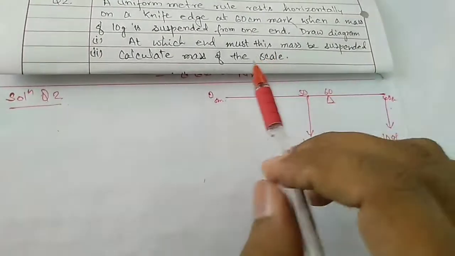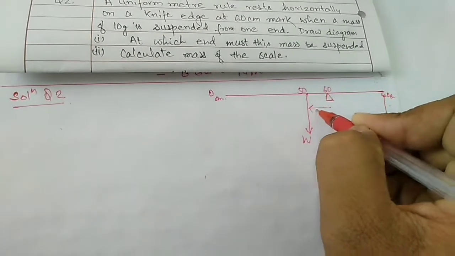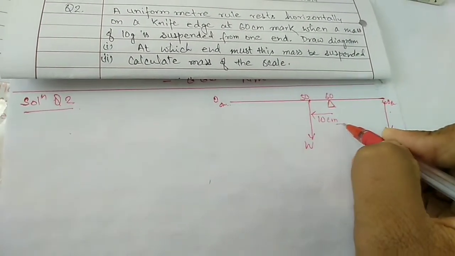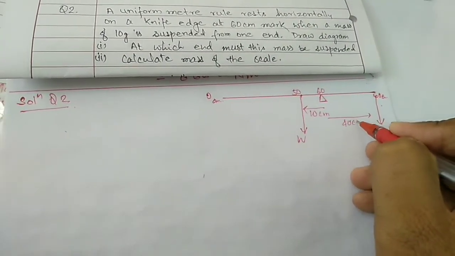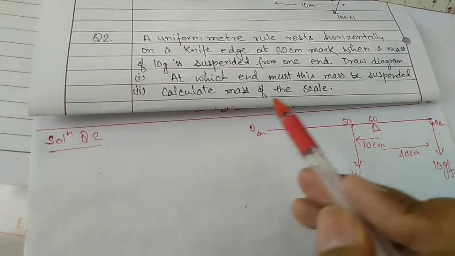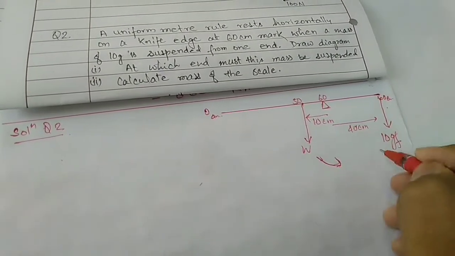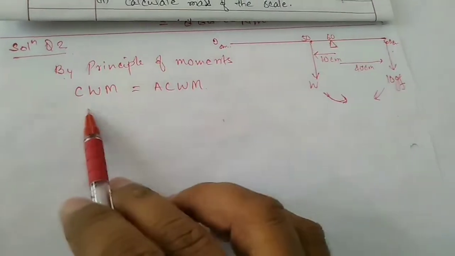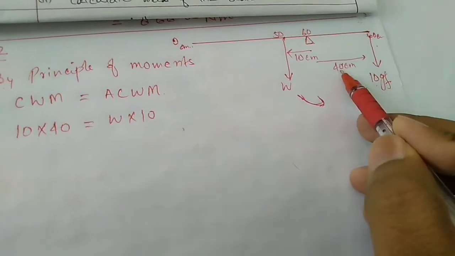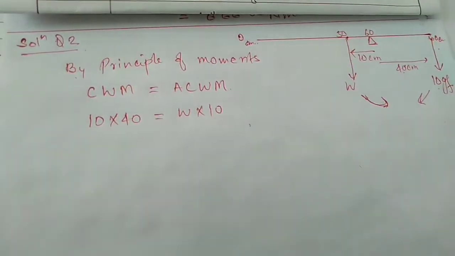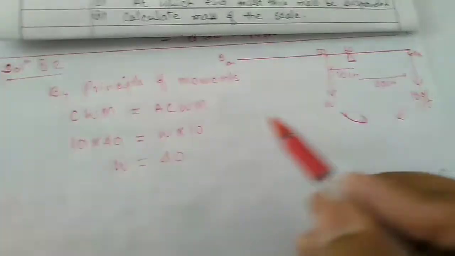So 10 gram force. Now the first question was draw the diagram, so I need to write the distances. This is 10 centimeter, and this is 60 and 120, 40 centimeter. Now calculate the mass of the scale. This one is in anti-clockwise direction, and this one in clockwise direction. Clockwise movement is equal to anti-clockwise movement by the principle of moments. So clockwise 10 into 40, anti-clockwise W into 10. This 10 will be cancelled. So W is equal to 40.